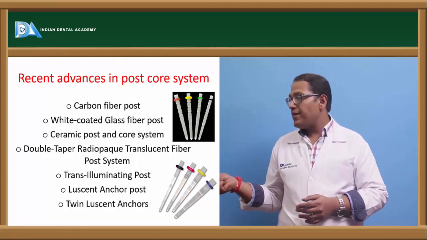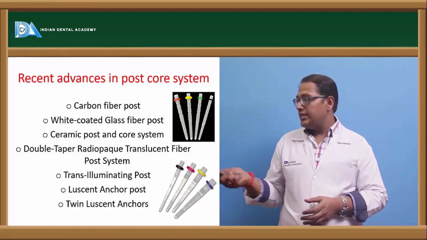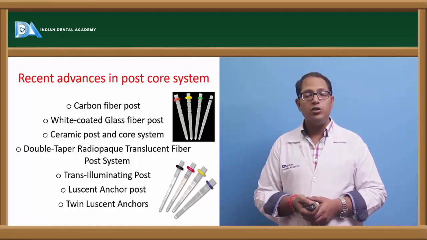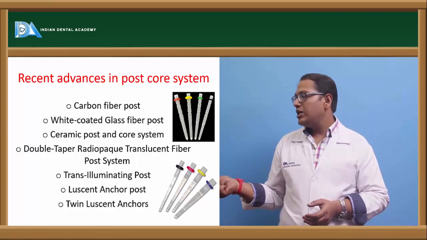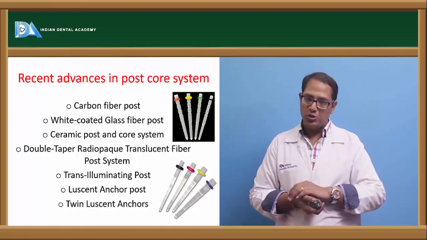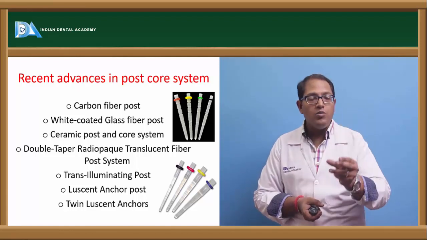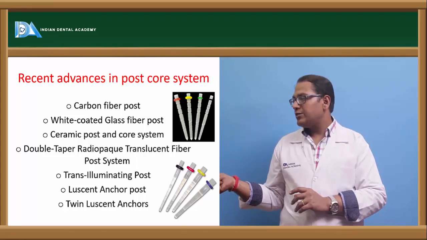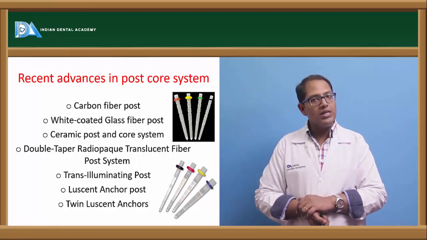Nowadays we have ceramic post, we have double taper radiopaque translucent fiber post. This is nearest to the modulus of elasticity of dentine. Trans-illuminating posts also exist, from a company with lucent anchor posts and twin lucent anchors. They are also light emitting posts. When they are put inside, they have a light, so we know exactly how much depth the post has gone, and also the modulus of elasticity. The cutting of these posts is also easy. You can just cut it off at the serration which is present with the help of normal scissors.